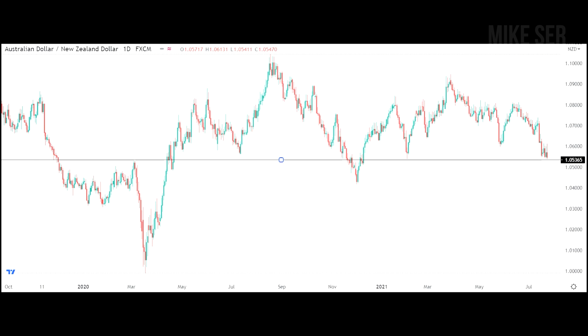In terms of a resistance level, what we can probably see is around here. Around the 1.08225. You can see that this level is here, here, here, and here. So if the price goes back up to here, then it's going to be a resistance level.